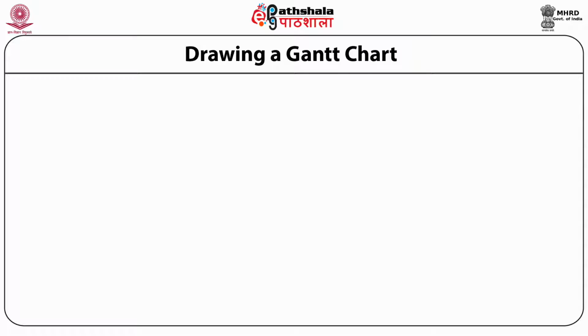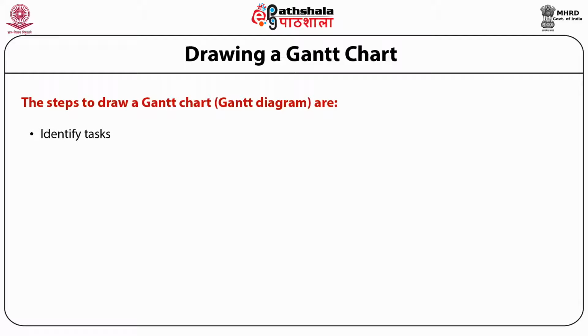As the project progresses, bars are shaded to show which task has been completed. People assigned to each task can also be represented. To draw up a Gantt chart or a Gantt diagram, some steps are to be followed. These are, firstly, identify tasks. Here all tasks which are needed to complete the project are to be identified. Then the key milestones in the project are also to be decided. Besides this, the time which is required for each task is also to be identified.